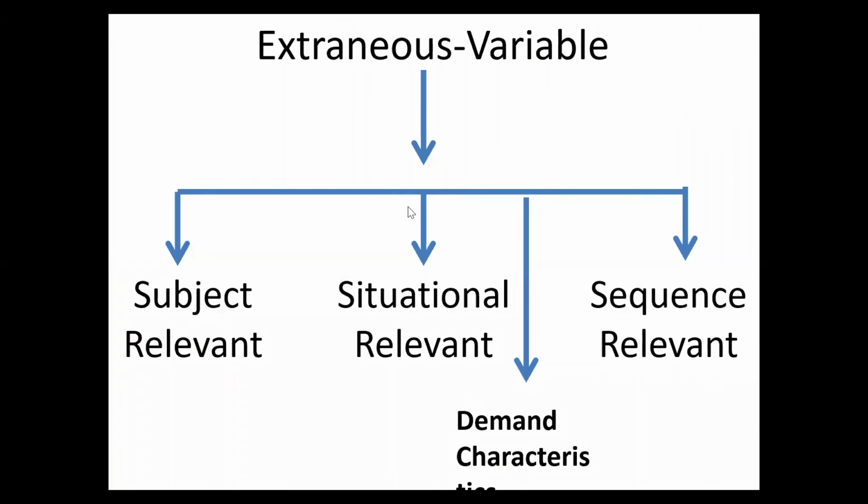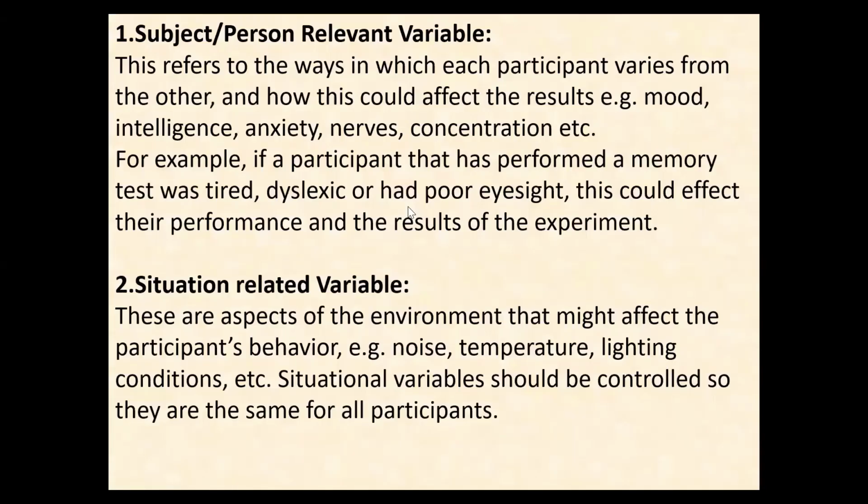Now, extraneous variables could also be classified into different types of categories: subject relevant, situational relevant, demand characteristics, and sequence relevant extraneous variables. Now I am coming to the first extraneous variable, subject or person relevant variable. This refers to the ways in which each participant varies from the other and how this could affect the result. For example, mood, intelligence, anxiety, nerves, and concentration, etc.